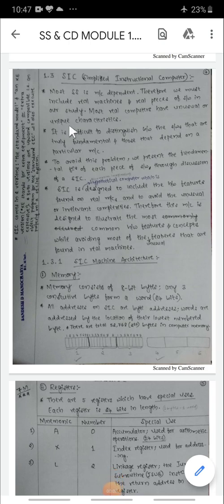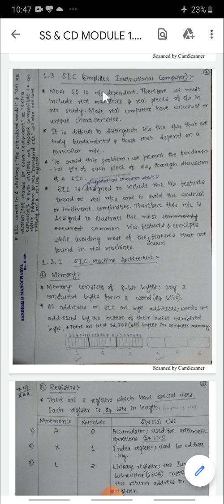Hello friends, in today's class let us see machine architecture, that is architecture of the machine SIC. SIC stands for Simplified Instructional Computer. It is a machine or computer. So which computer? Simplified Instructional Computer.